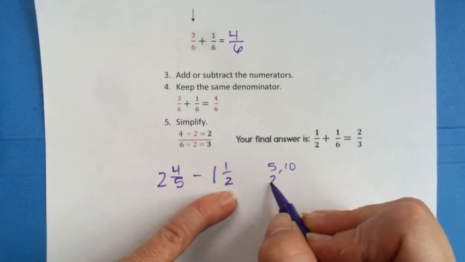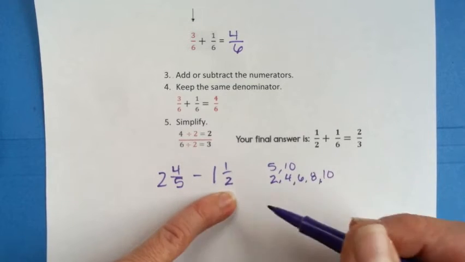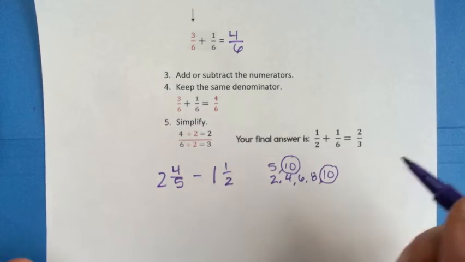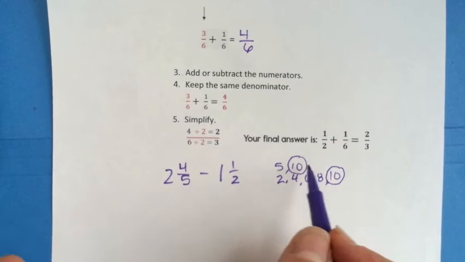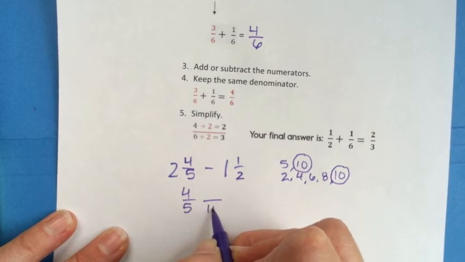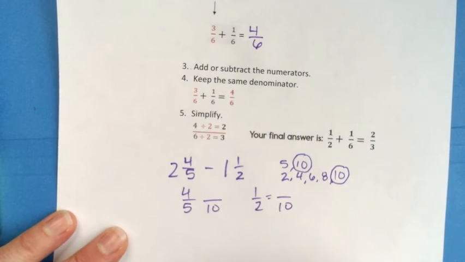Multiples of 2 are 2, 4, 6, 8, 10. And you can use the multiplication table here. And I see my common denominator is 10. Okay, so I need to change both of these fractions so they have a denominator of 10. So 4/5 and 1/2. Okay, let's see how many tenths they are.